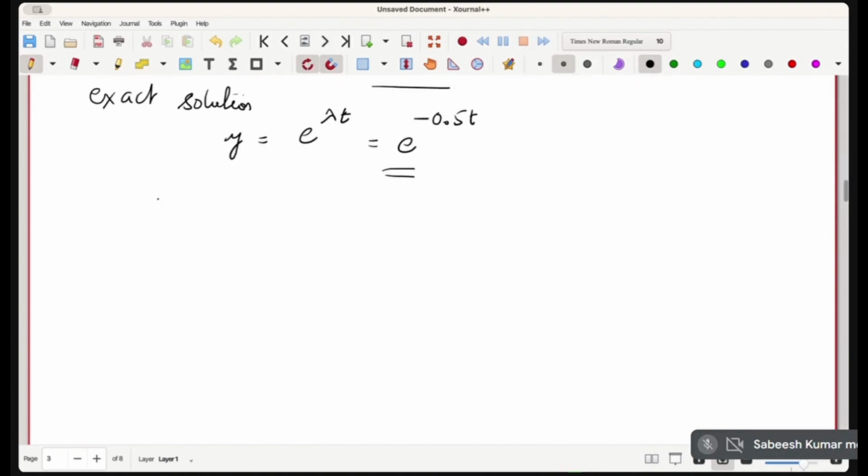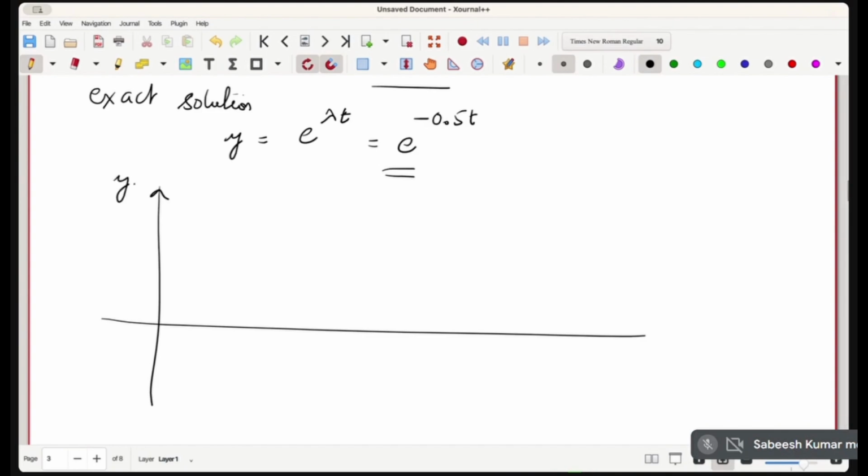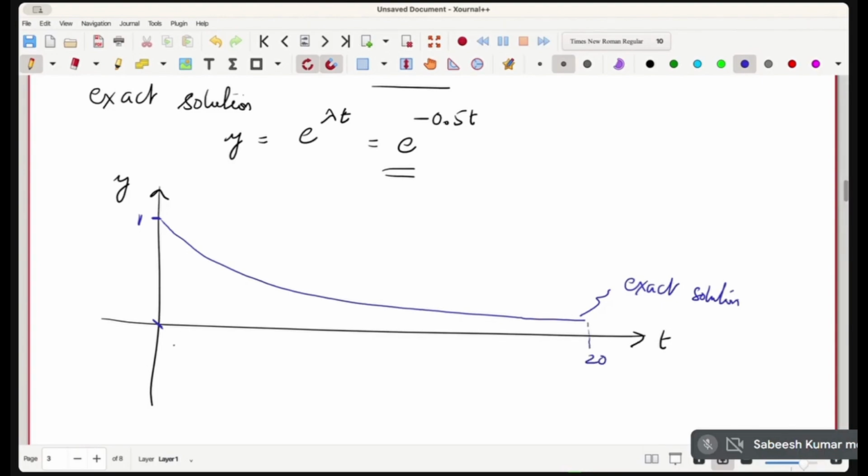That means if you were to plot this, calculating it using MATLAB or something, you would see that the exact solution has the value of 1 at t equal to 0, y of 0 equals 1, and then it's going to decay exponentially as you go like this. So this is the exact solution we will obtain. Let us say this is at the value of t equals 20, and this is at 0.